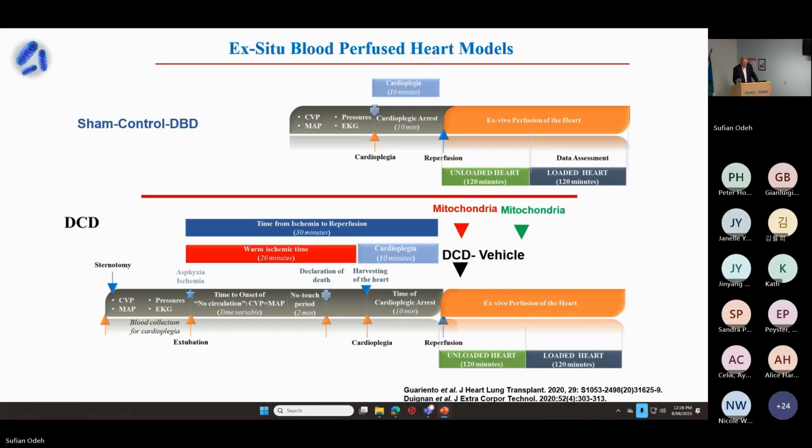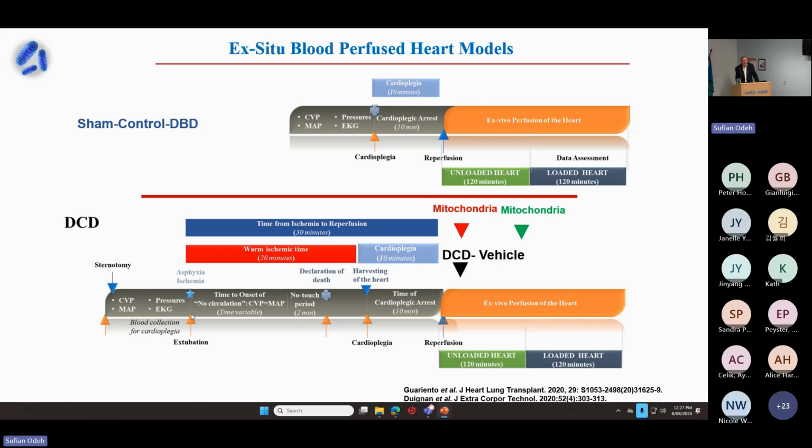So we replicated the St. Vincent protocol. Sorry about that, but anyway, we used a 20 minutes warm ischemia and 10 minutes cold ischemia protocol. And we used all of our controls here that I'm going to show you versus a DBD heart, which had no ischemia whatsoever. So we put in 10 minutes cardioprotective at the end, so it exactly matches what we had with the DCD.